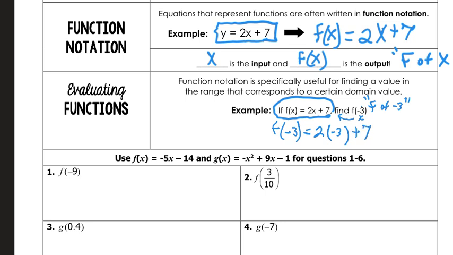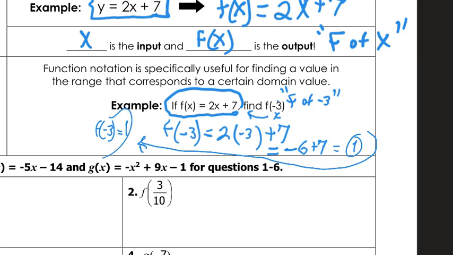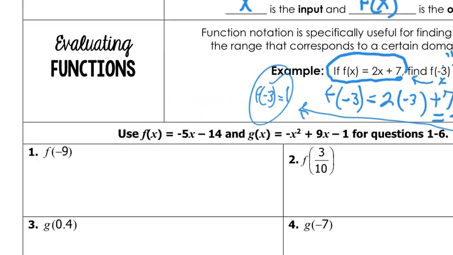Okay? And I wrote that a little bit big, so 2 times -3 is -6. And plus 7. So that would be 7 minus 6 is 1. So I could write the answer like this. F of -3 is equal to 1. And circle it.